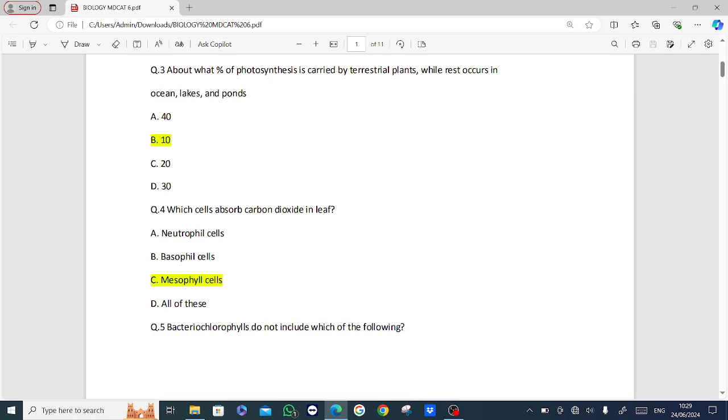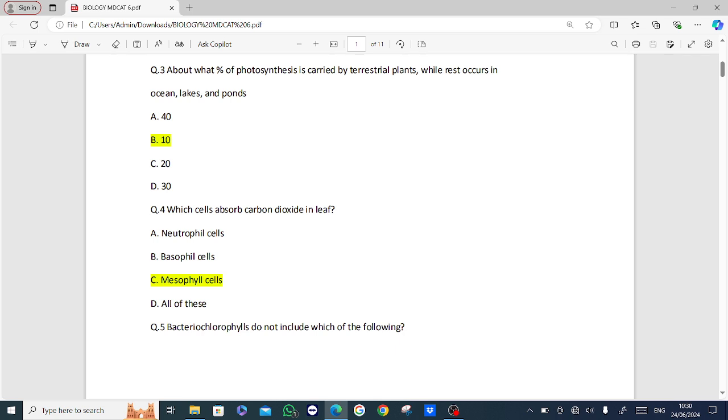Next MCQ is, which cells absorb carbon dioxide in leaf? Options are neutrophil cells, basophil cells, mesophyll cells, all of these. Answer is option C, mesophyll cells.